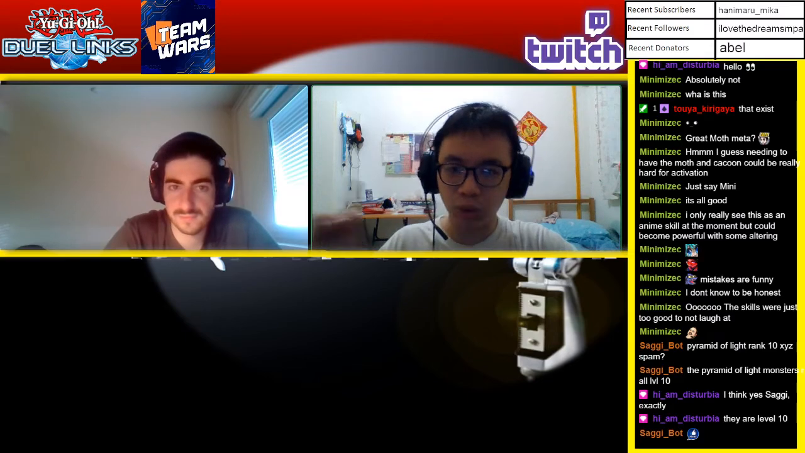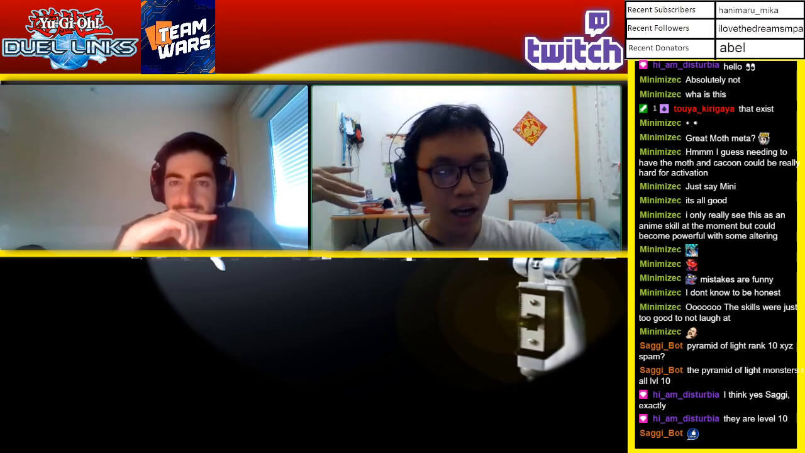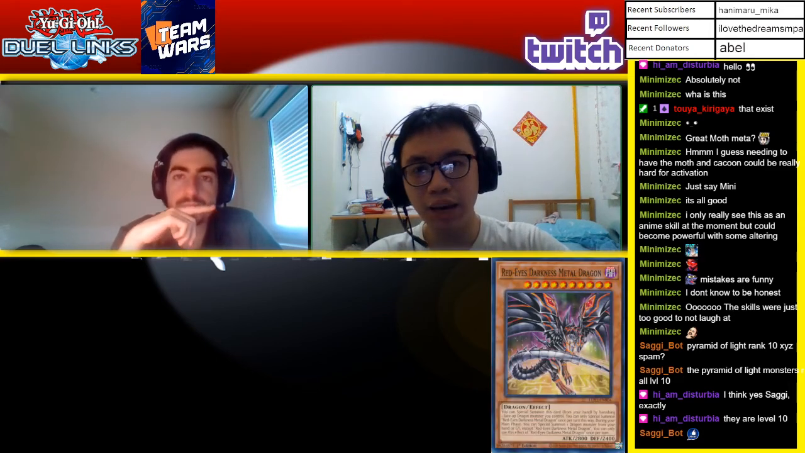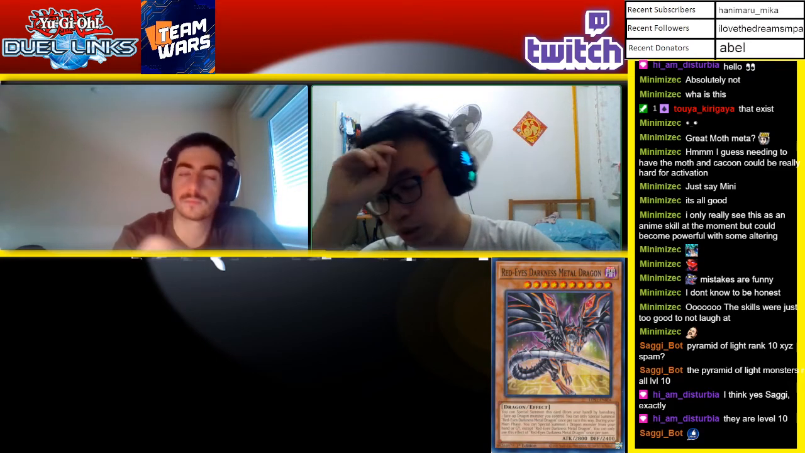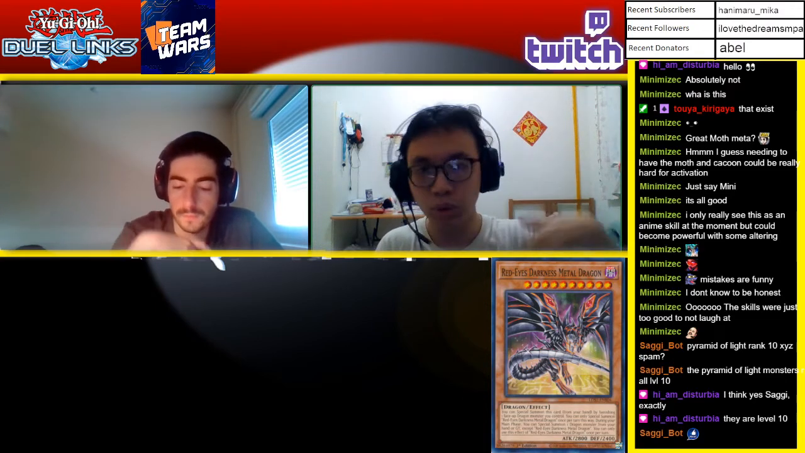Okay, next one. This is my classic favorite because it was abused for quite a long time before it got hit by Errata and scaled down from the ban list. Next up, we have Red-Eyes Darkness Metal Dragon. Its effect is an Errata effect. The previous effect could be abused endlessly.